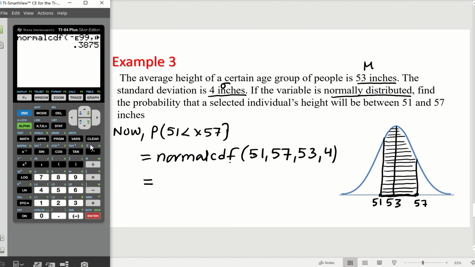Okay, let me grab that calculator. In order to type that, we press second, vars number 2, lower limit for the area, the lower boundary 51, upper boundary 57, mean is 53, standard deviation is 4. Select the paste, hit enter to paste that on the main screen of the calculator, and hit enter to calculate that, which is 0.5328. So the probability that a randomly selected individual has a height between 51 and 57 is 0.5328.